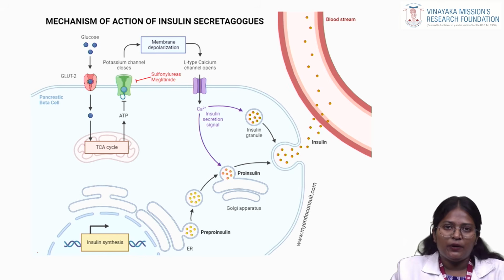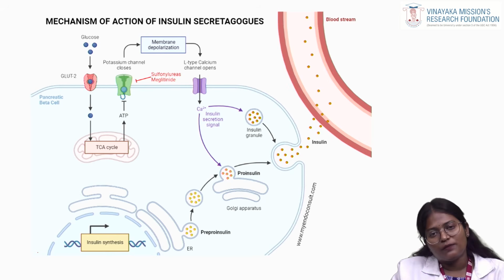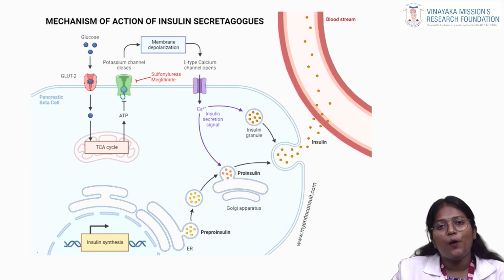Once the ATP is produced, the channel will be closed. So now the potassium channel closes. After the potassium channel closes, the membrane starts to depolarize. The membrane is moving towards a positive direction, so the membrane potential will be increasing in a positive way. So the membrane depolarization happens.